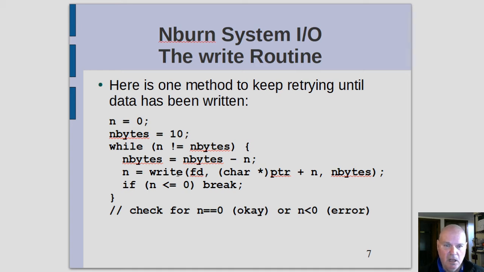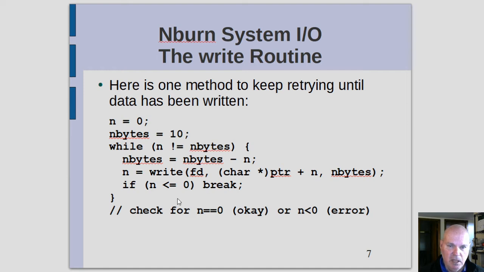If n is not less than or equal to 0, we want to go back and see if it's equal to 10 bytes. If it's equal to 10 bytes in this case, we're done and we drop out of the while loop. If it's less than 10, then we want to write out the remaining bytes. Let's say this initial write only writes out 6 bytes, then we subtract 6 from 10, and so now we're going to try and write the remaining 4 bytes, and the pointer now would point past the first 6 bytes, which have already been written, and point to the last 4 bytes.